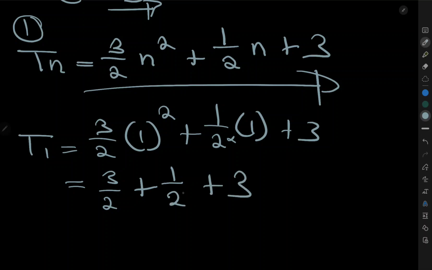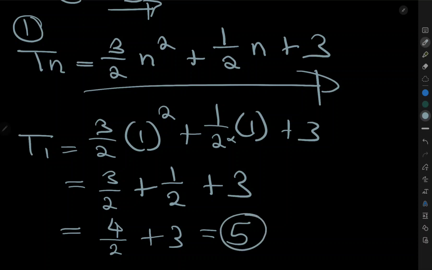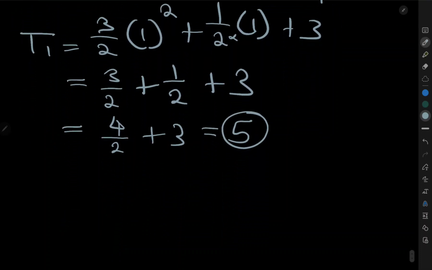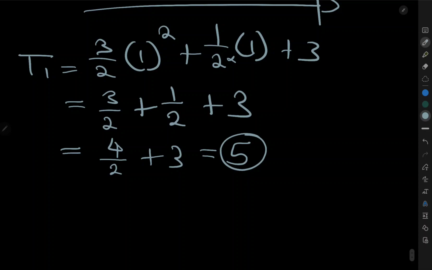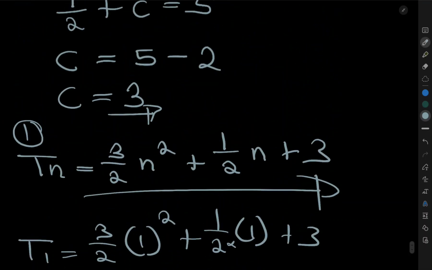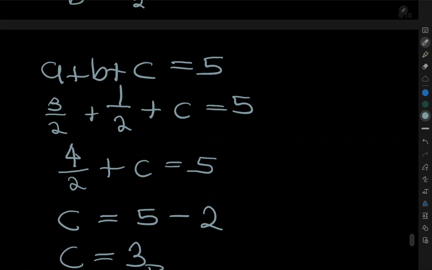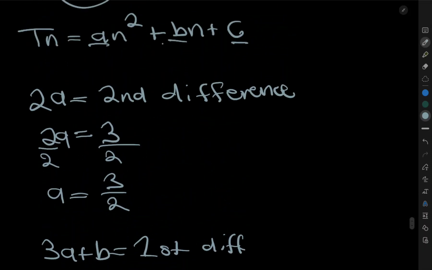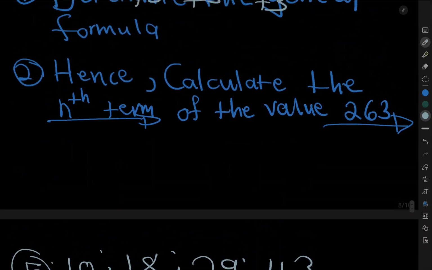And plus 3. So this gives us 4 over 2 plus 3, which is 2 plus 3, which gives us 5. So you're obviously going to try that with the second term as well to solidify or confirm your answer. And then you'll be able to confirm that the general formula that you were able to get is the correct general formula.